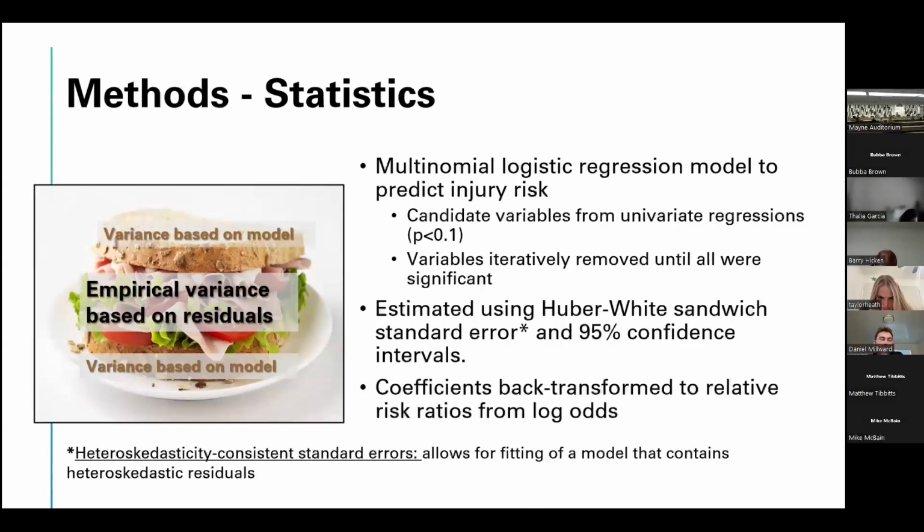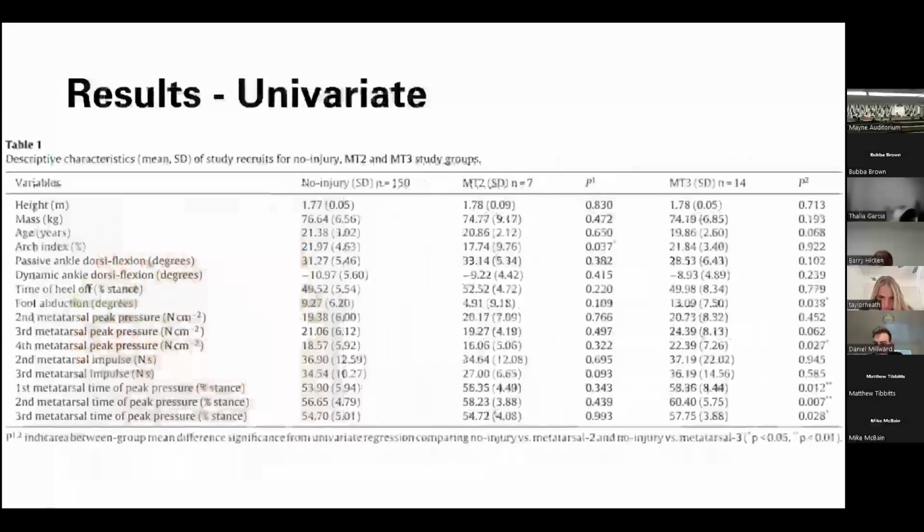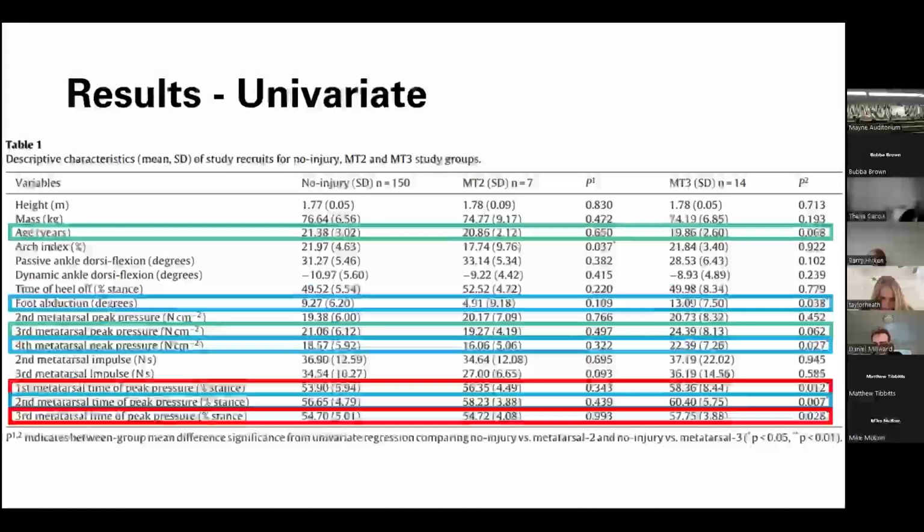So the resulting coefficients from this model were then back transformed to relative risk ratios from log odds. So this is the result table for their univariate analysis. You can take a second to soak that all in, or I can highlight the ones that were statistically significant as far as the regression model was concerned.